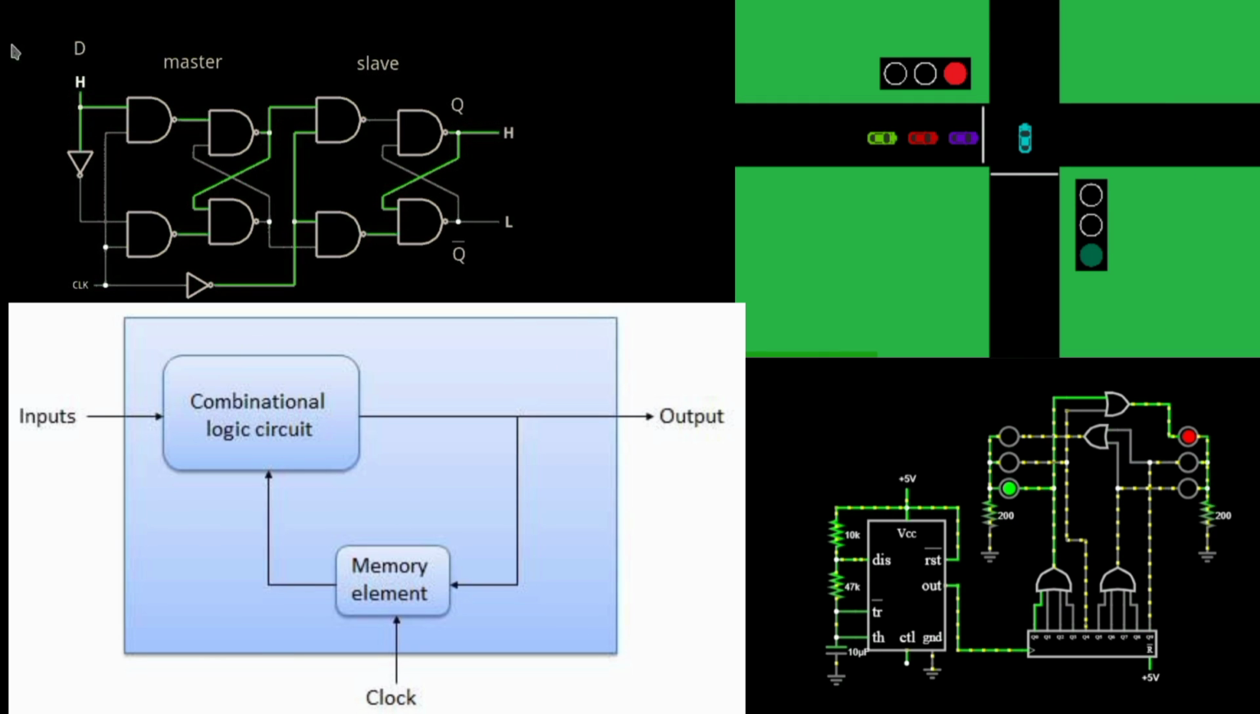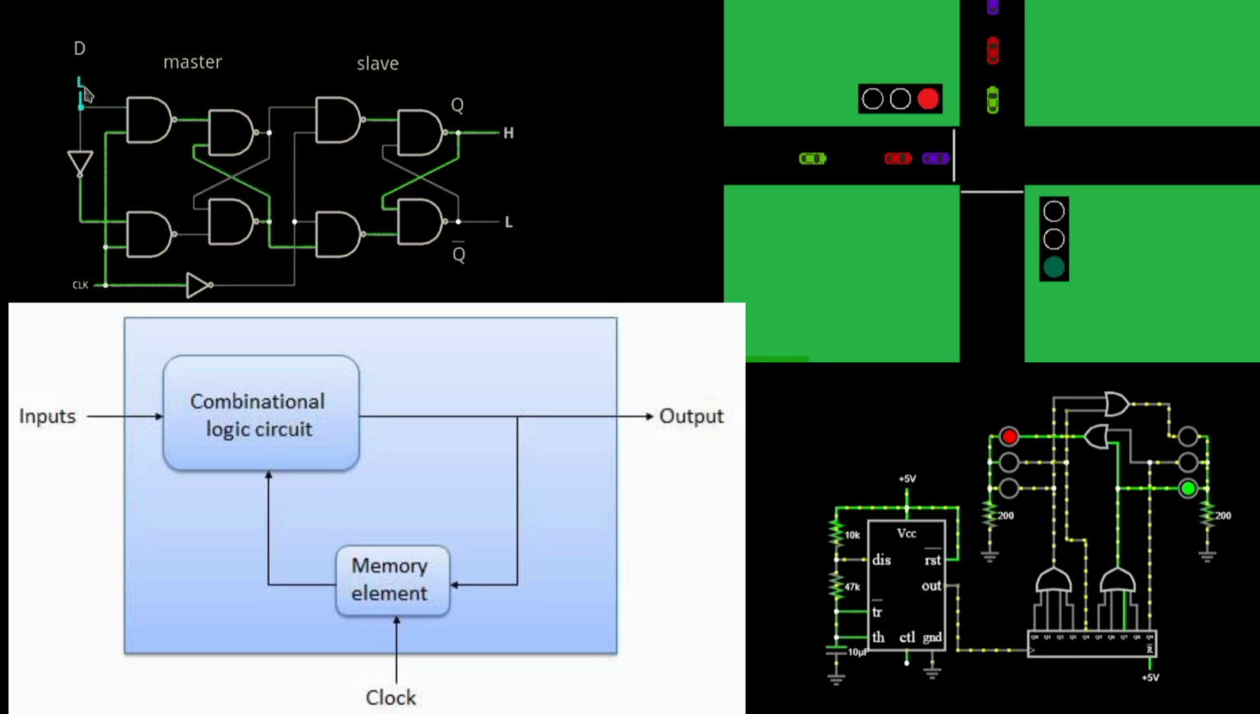Sequential logic is what gives machines memory. It's the foundation of microcontrollers, computers, and smart devices. Without it, your embedded system would forget everything instantly.